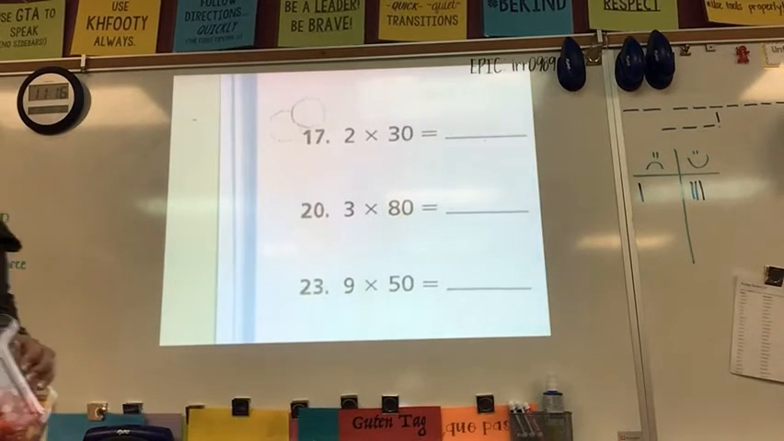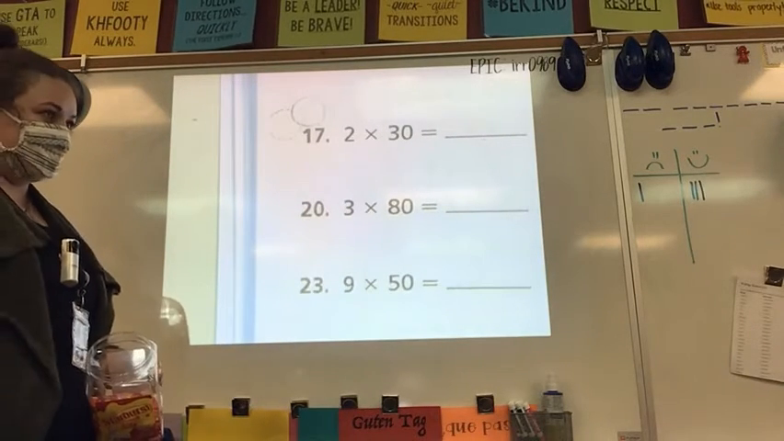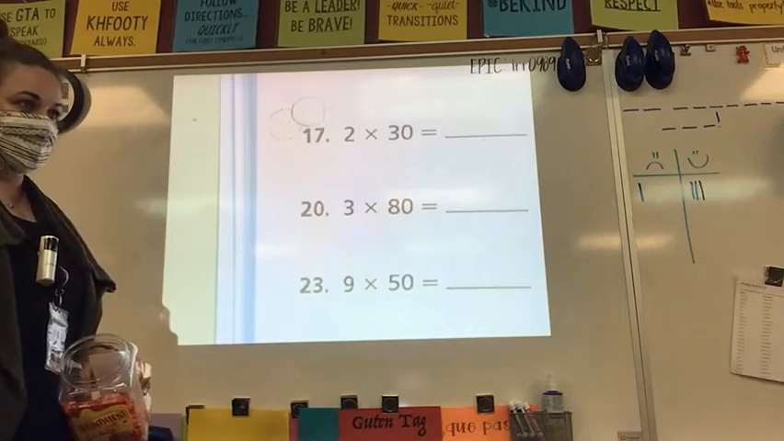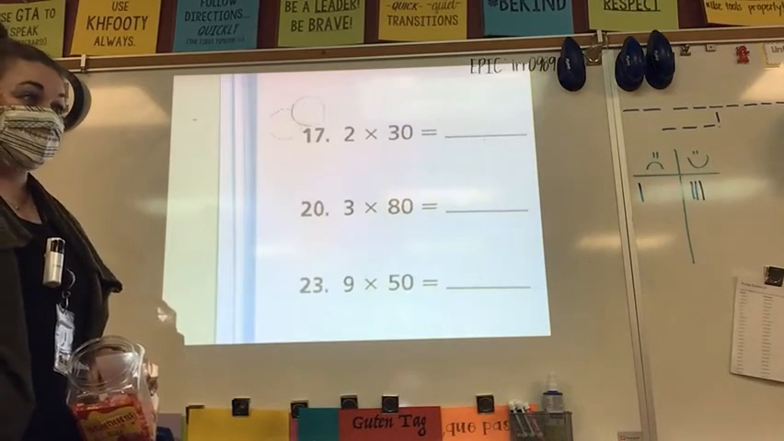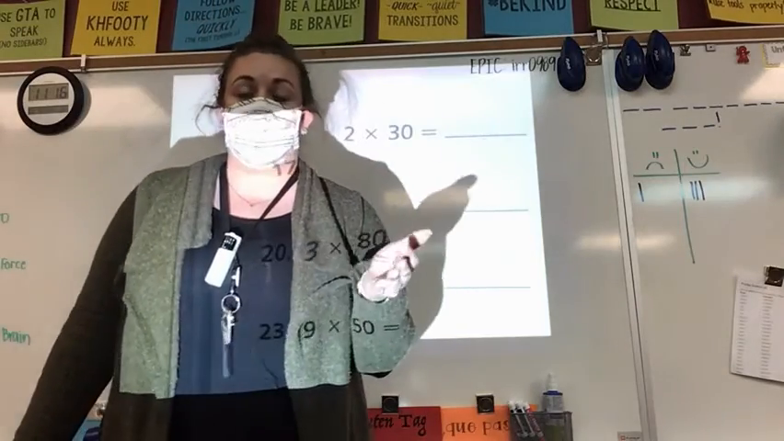2 times 30. 6. 2 times 3 is 6. 2 times 30 is 60.